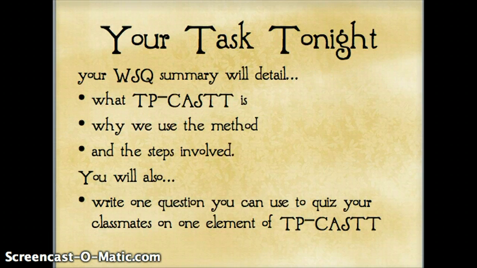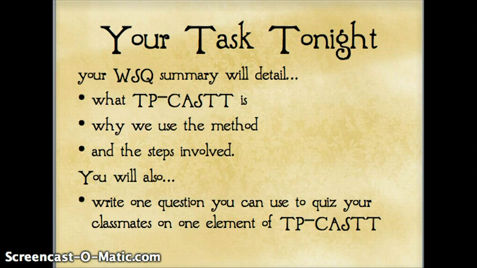So that's an overview of our TP-CASTT analytical process that we'll use for poetry study this year. And since we're going to be looking at a poem that we have become familiar with tomorrow, this is a perfect opportunity for you to brush up on TP-CASTT.